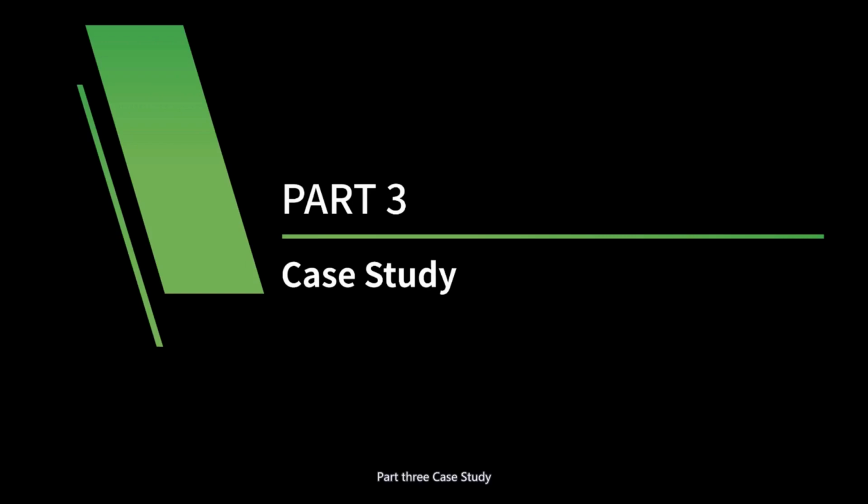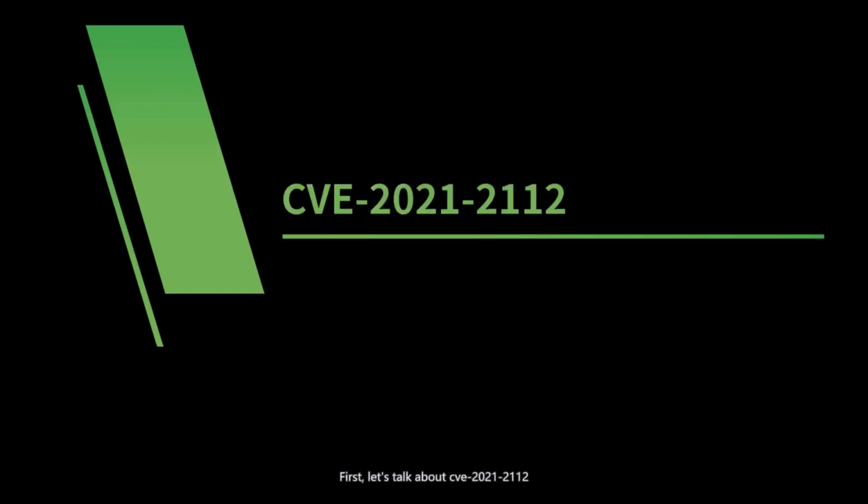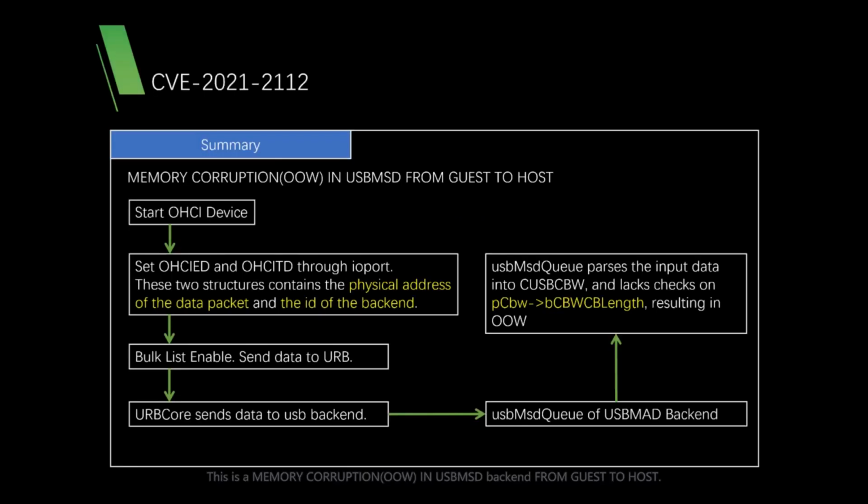Part 3, Case Study. First, let's talk about CVE-2021-2112. This is a memory corruption in the USB MSD backend, from guest to host. As shown in the figure, we can start from the OHCI controller device and reference OHCIED and OHCITD through the I/O port. Then, the TD structure contains the physical address of the data packet and the ID of the backend.